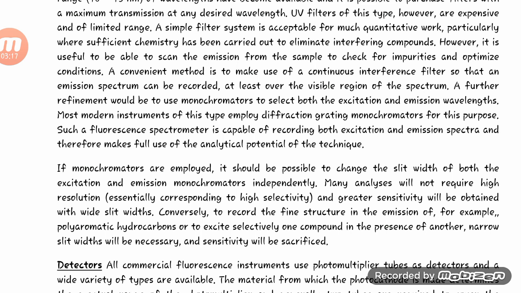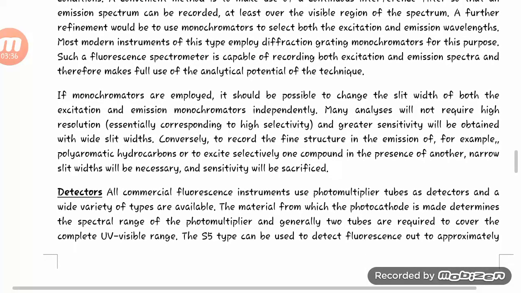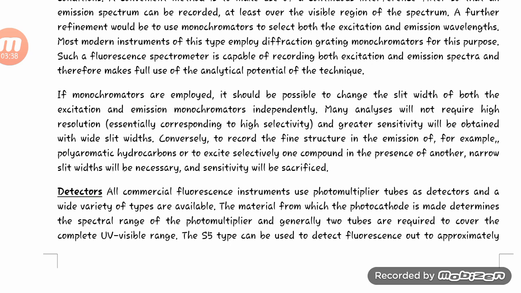spectrum can be recorded at least over the visible range of the spectrum. A further refinement would be to use monochromators to select both the excitation and the emission wavelength. Most modern instruments of this type employ diffraction grating monochromators for this purpose.